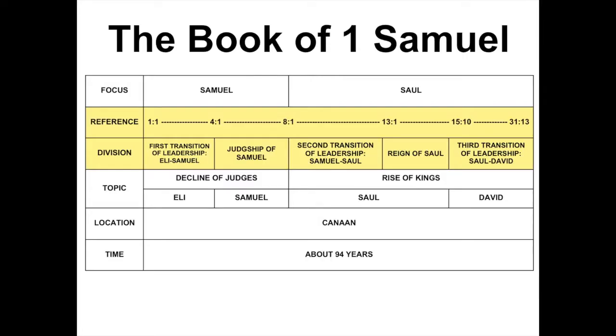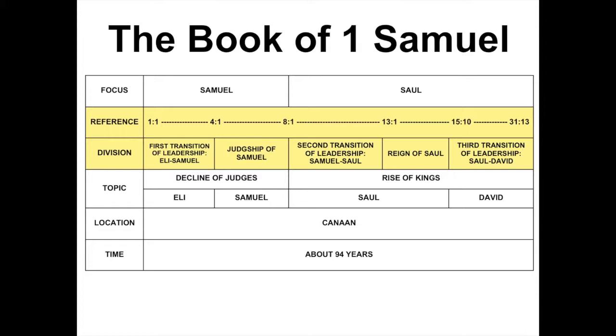Nevertheless, there had to be a time of transition. So there was a transition of leadership from Eli to Samuel, and then remaining from chapter 4 through chapter 7, you have the judgeship of Samuel. Then beginning in chapter 8, around till the beginning of chapter 13, you have a second transition of leadership, the transition from Samuel to King Saul. And then beginning in chapter 13 and continuing on to 15, you have these chapters that really describe for us the reign of Saul and what that was like.